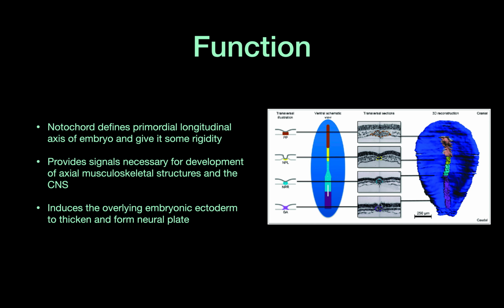The notochord defines the primordial longitudinal axis of the embryo and gives it some rigidity. It provides the signals necessary for the development of the axial musculoskeletal structures and the central nervous system. And it will induce the overlying embryonic ectoderm to thicken and form the neuroplate.